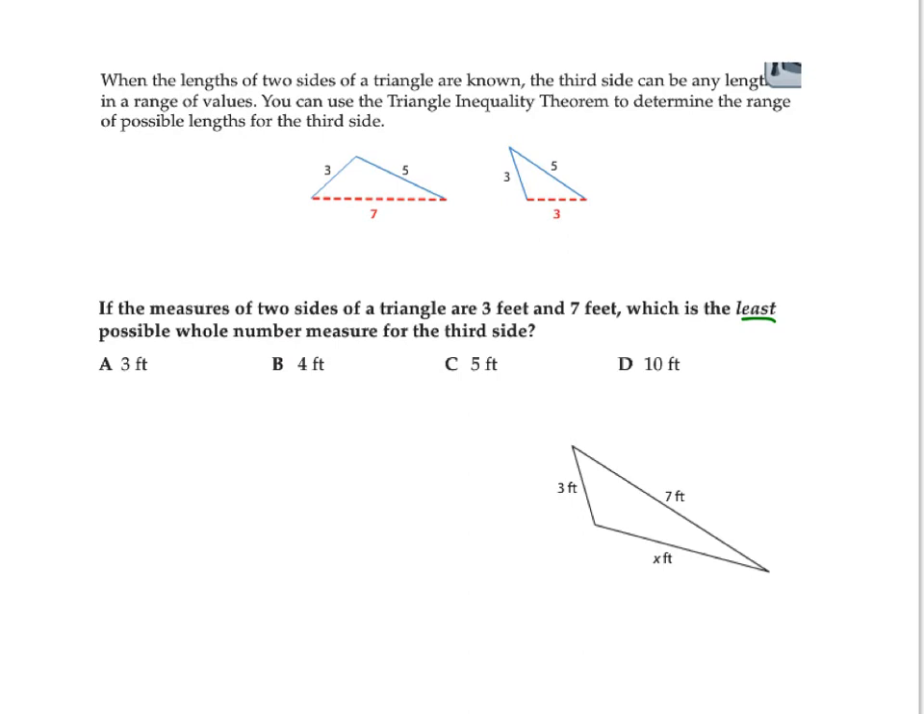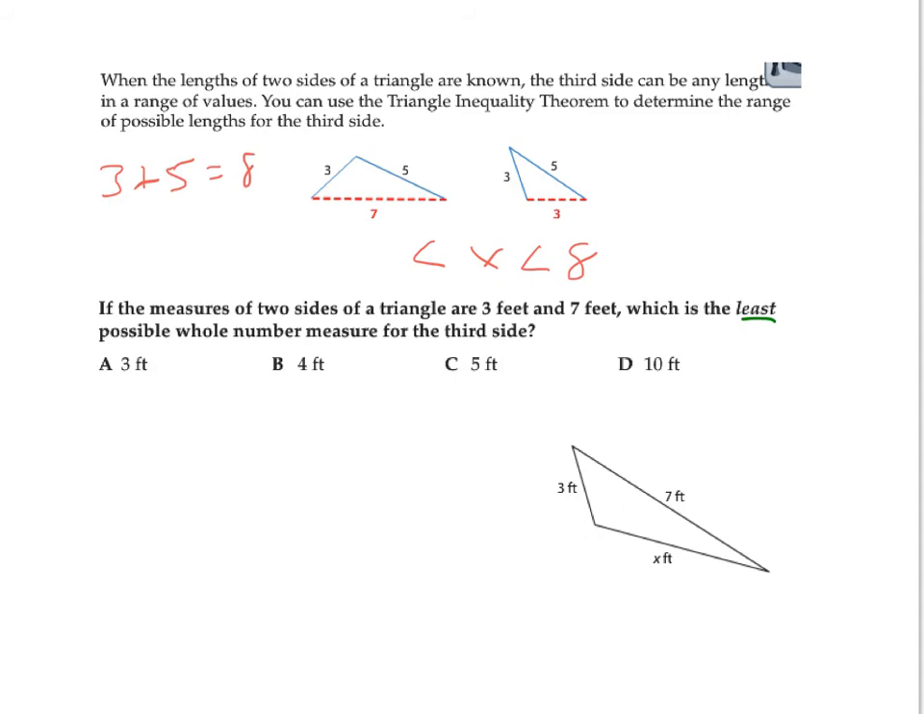Well, looking at the first one here, we have sides of 3 plus 5. I know that 3 plus 5 is equal to 8, so my third side has got to be less than 8. I also now can look at how small this side can be. I need a number where my third side, let's call it x, is going to be in between. What's the smallest that I can go here?